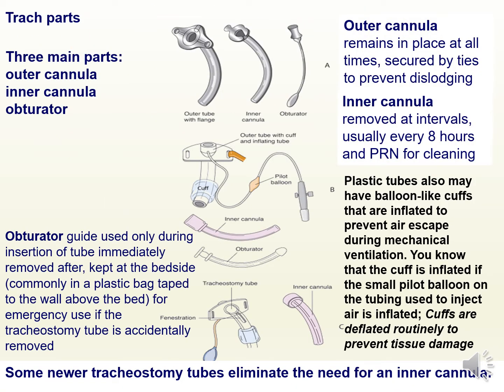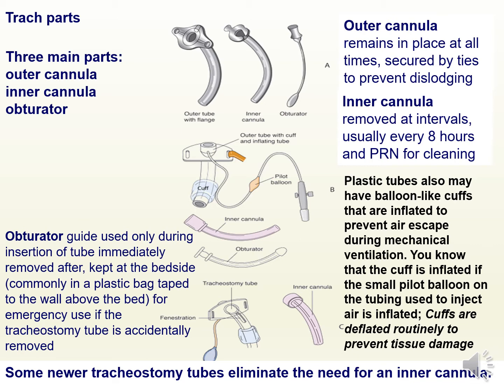Trach parts. There are three main parts of the trach: the outer cannula, the inner cannula, and the obturator. The obturator guide is only used when we insert the trach and is immediately removed after. It's kept at the bedside, commonly in a plastic bag taped to the wall above the bed for emergency use if the trach is accidentally dislodged. The outer cannula remains in place at all times, secured by ties to prevent dislodging. The inner cannula is removed at intervals, usually every 8 hours and as needed, for cleaning.